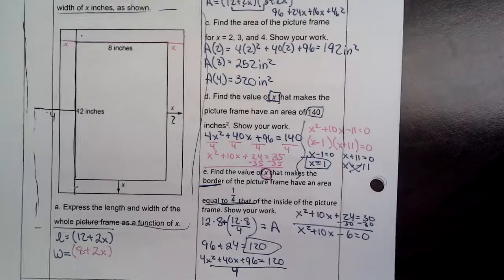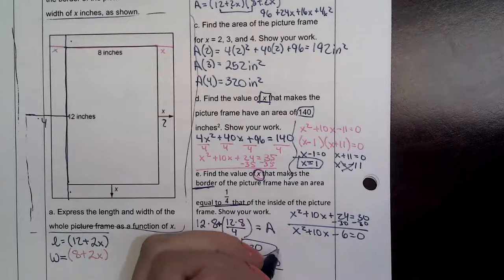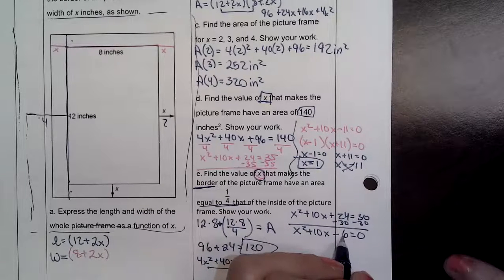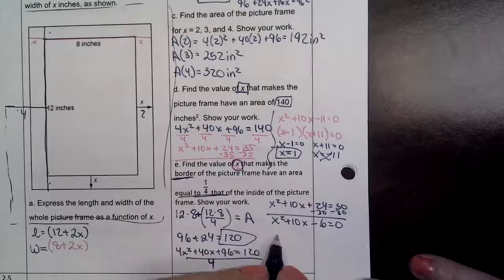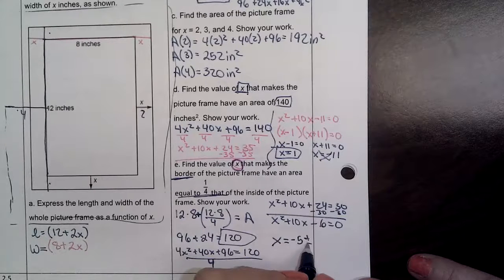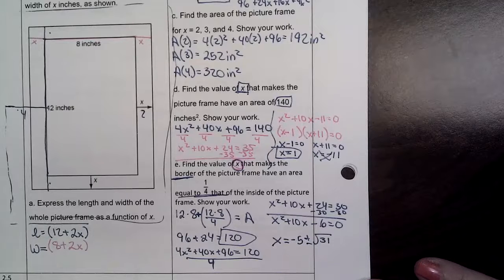x squared plus 10x minus 6 equals 0. Now I'm going to go ahead and factor that. In this case, I can't factor this, so I have to either complete the square or use the quadratic formula. And when I do that, I get x equals negative 5 plus or minus the square root of 31.